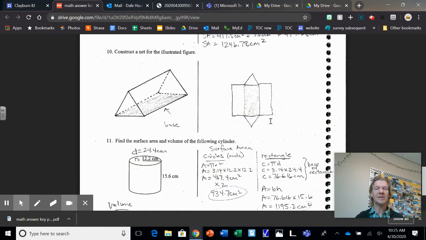Construct a net for this. This is what the net should look like. This is the base. These are the triangles, and these are the rectangles that fold up.